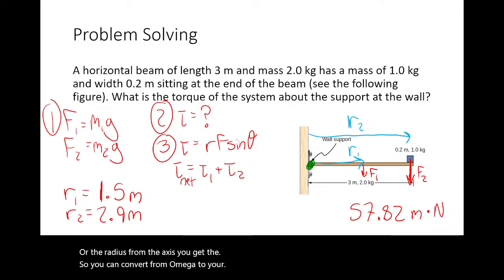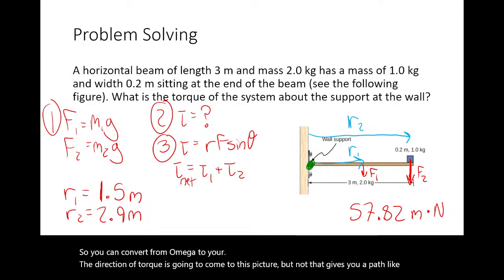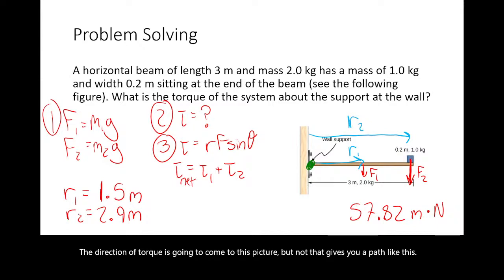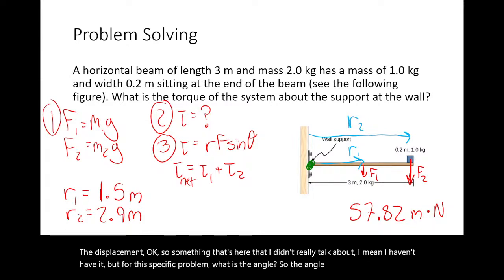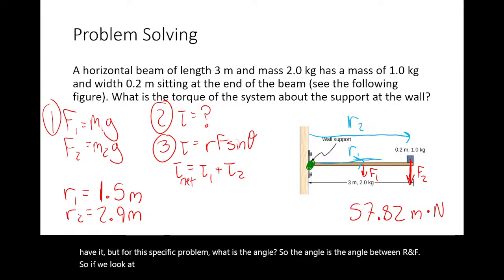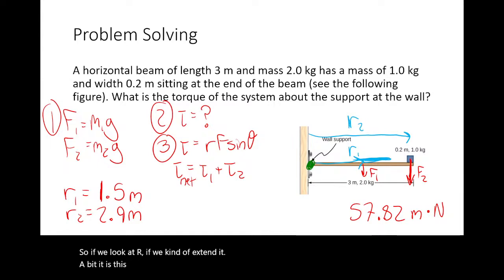The direction of torque is going to come from the picture. That gives you a path like this, and you need the displacement from here to here. Okay, something here that I didn't really talk about. For this specific problem, what is the angle? The angle is the angle between R and F. If we look at R and extend it a bit, it is this angle. Let's make it purple.